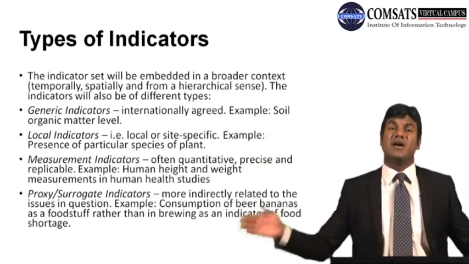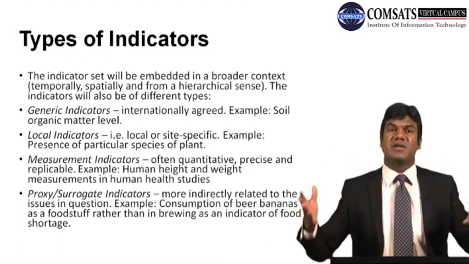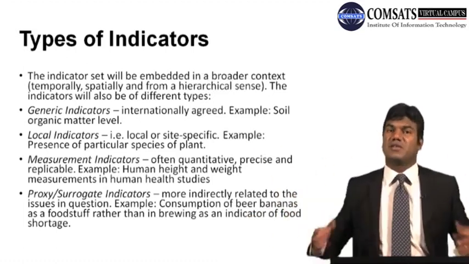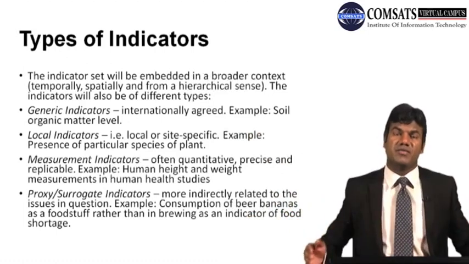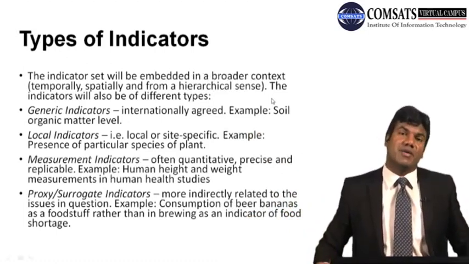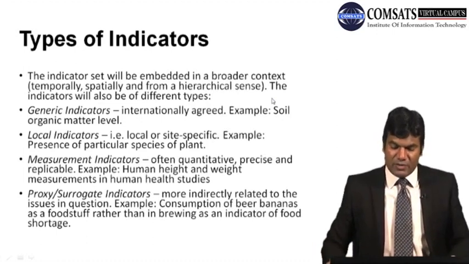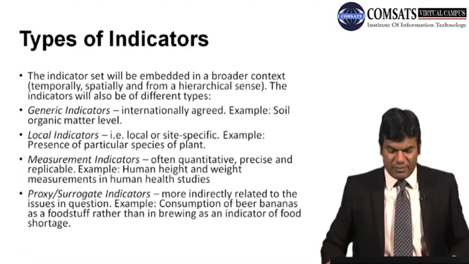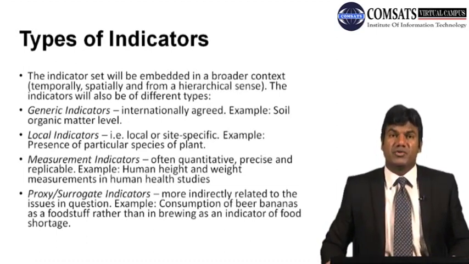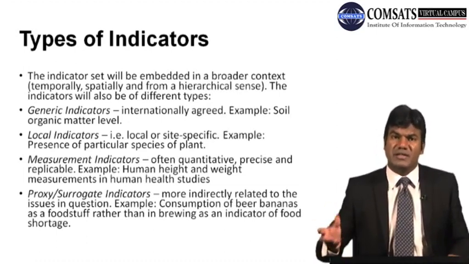Now what can we do here? I have the indicator, but I am unable to access that place, in 2014. So what can happen? Now, what do we do here? We use proxy indicators or surrogate indicators. For example, consumption of beer bananas as a foodstuff rather than brewing it, as an indicator of food storage. You use it as an indicator.